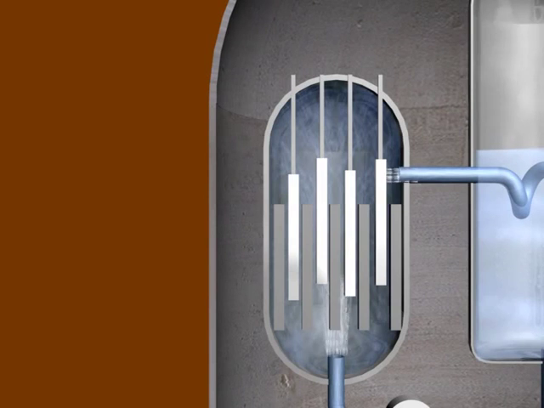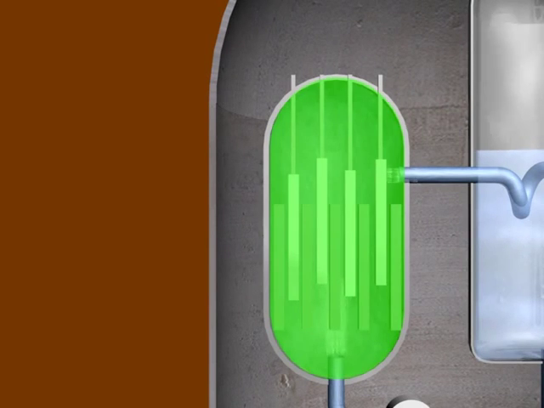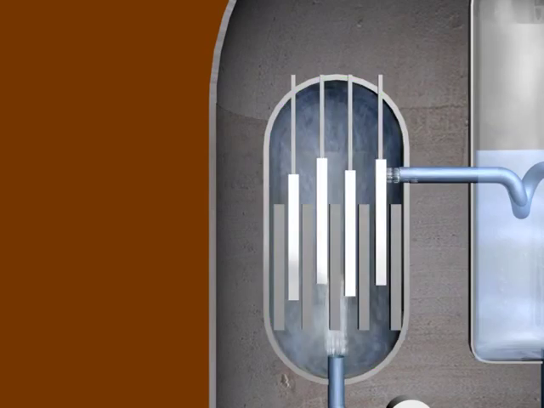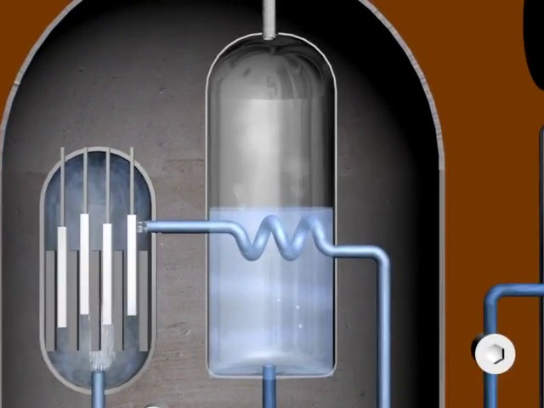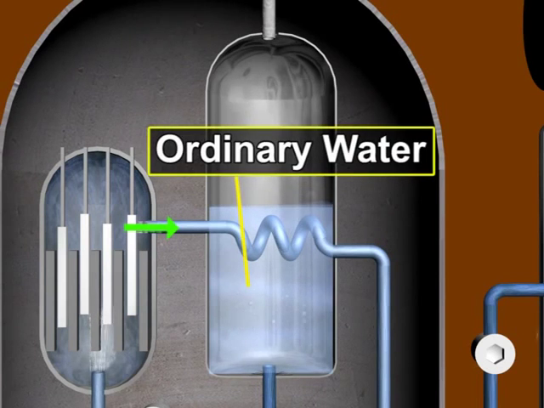Now, the substance used as coolant is chosen to be heavy water or liquid sodium so that it may not change into vapors, accumulate at high pressure and result in bursting of the outer jacket. The coolant absorbs the heat so generated and passes it on to the ordinary water in the heat exchanger.